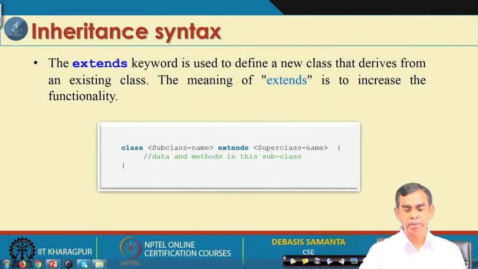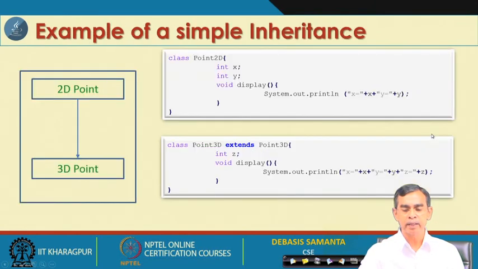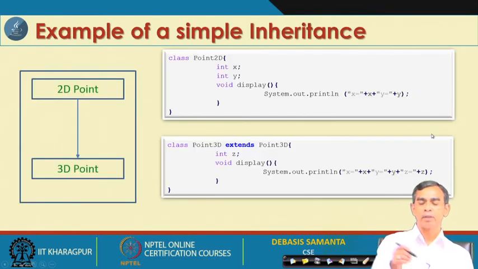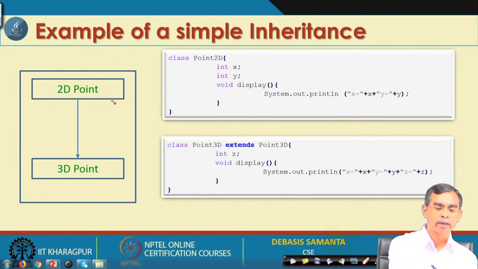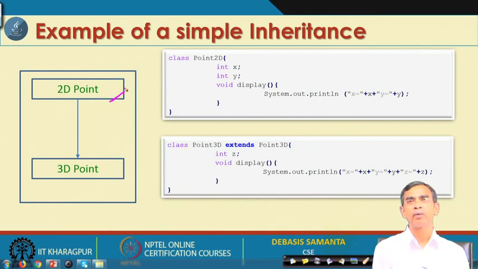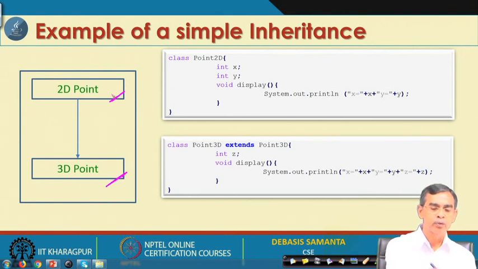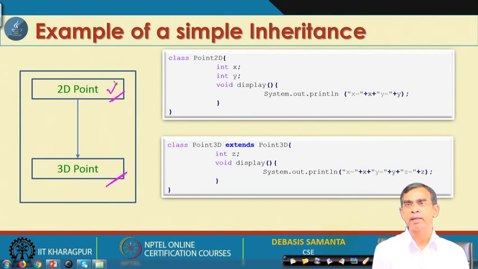Now, let us see some examples so that we can understand the idea of inheritance. It is a very simple example. Suppose there is a class called 2D point, and we want to inherit another class called 3D point. This means that if 2D point has some members and methods, then all these members and methods are available to this 3D point, or some methods can be overridden, that means redefined in this class.